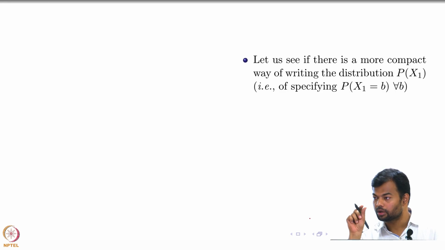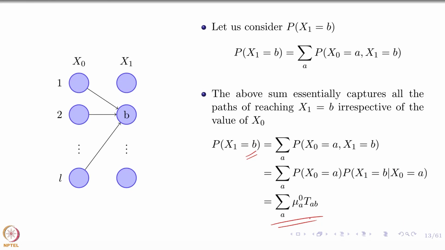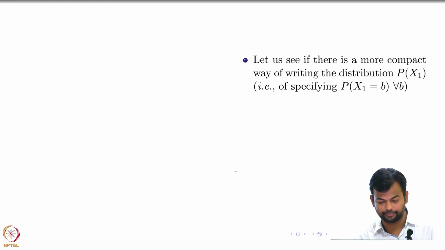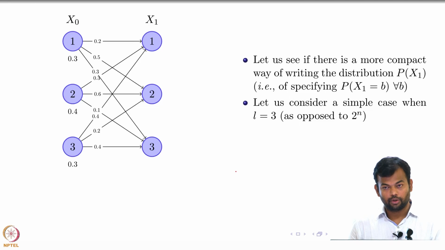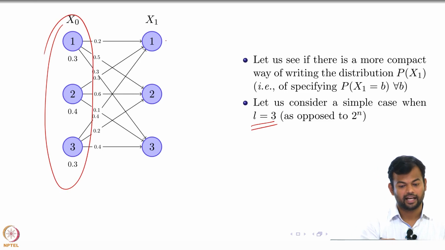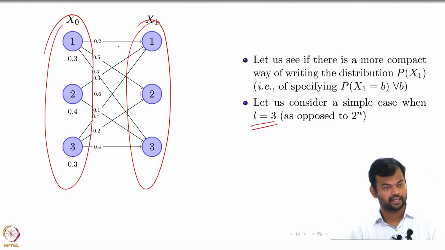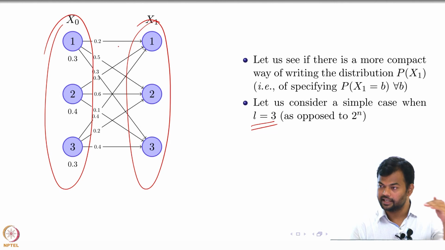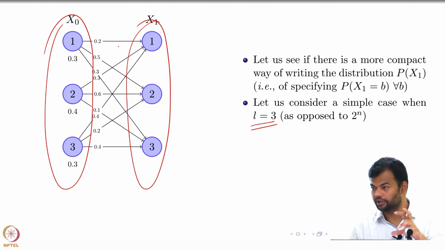Let us come up with a more compact way of writing this. What I've done here is told you how to compute one of these probabilities, but how many such probabilities am I interested in? L of these, right? I want to know x1 equal to a, b, c, d, up to however many entries I have. So let us consider a simple case where L is equal to 3 instead of 2 raised to n. So I have 3 possible states and I can transition to the same 3 states at time step 1. And these edges between these states tell you the transition probability.